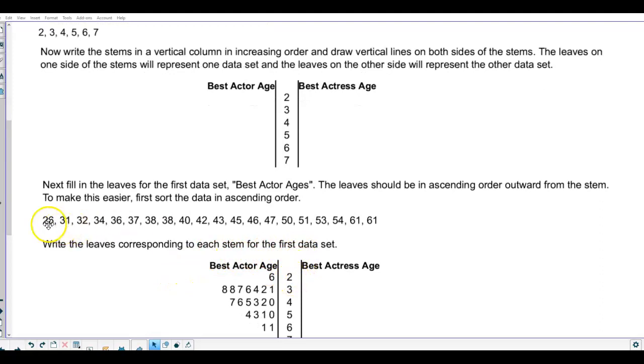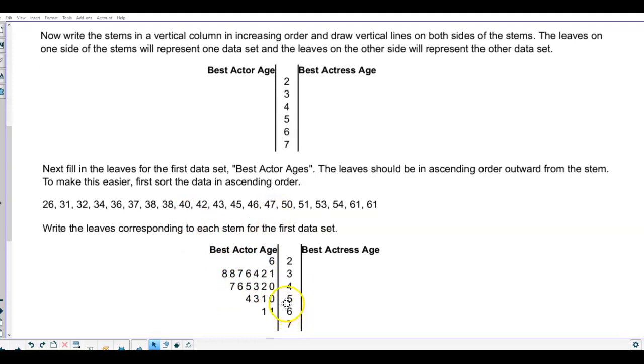So here we have 2, and then to the left is going to be 6. And then for 3 we have 1, 2, 4, 6, 7, 8, and 8. And for 4 we have 0, 2, 3, 5, 6, and 7. And then for 5, we have 0, 1, 3, 4. And then for 6, we have 1, 1. And then for 7, we don't have any for the Best Actor age.